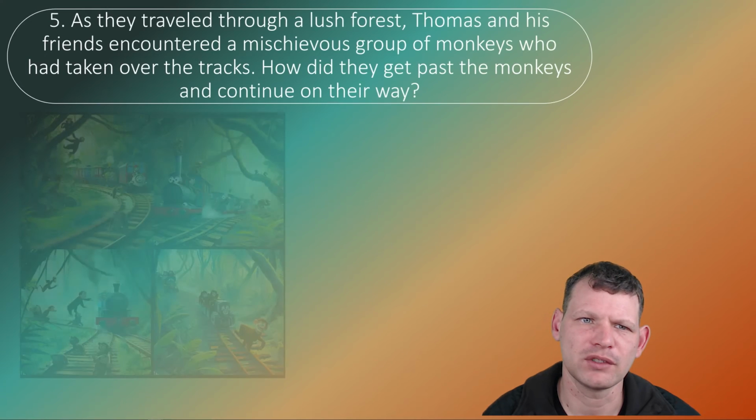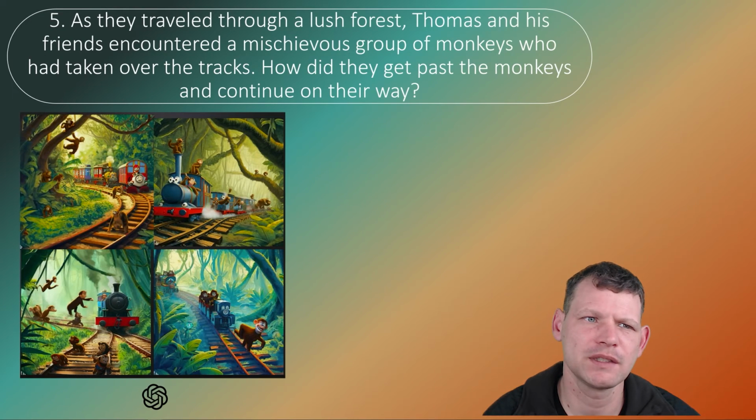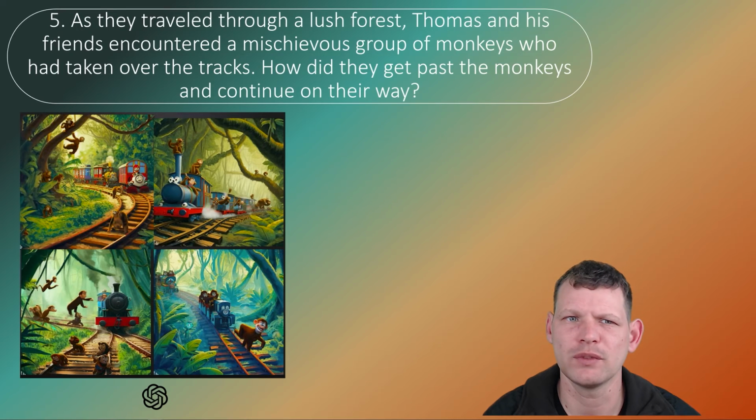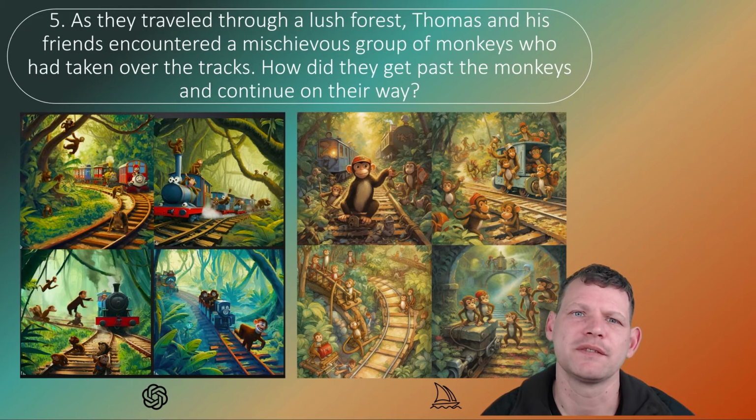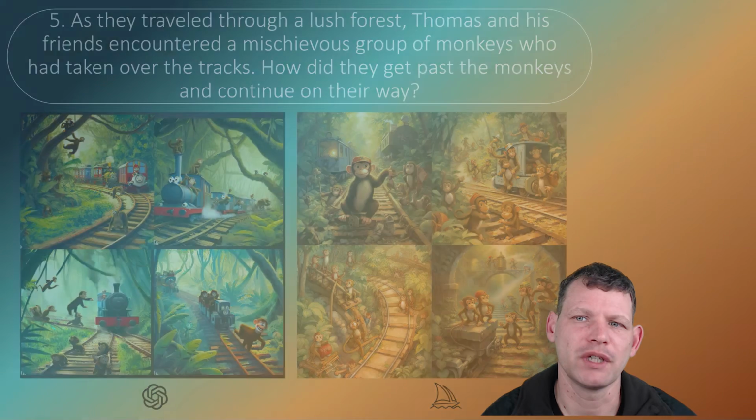The 5th one, as they traveled through a lush forest, Thomas and his friends encountered a mischievous group of monkeys who had taken over the tracks. And here I think Midjourney did the best job in putting monkeys on the track that's blocking it. Bing did an okay job too here. The thing is that we were not specific enough to explain that it's Thomas the train again.